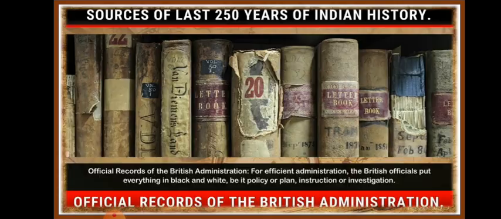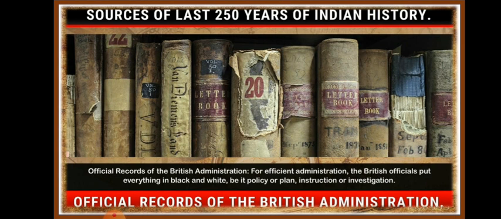So let's start the chapter. In class 6th and 7th we learned that the sources of history are of two types, literary and archaeological. Here also we have the same types of sources, but in the literary records we do not have religious or secular records. We have official as well as non-official records. So the literary sources of modern history are official and non-official records, and we also have archaeological sources like the monuments that were constructed during that era.